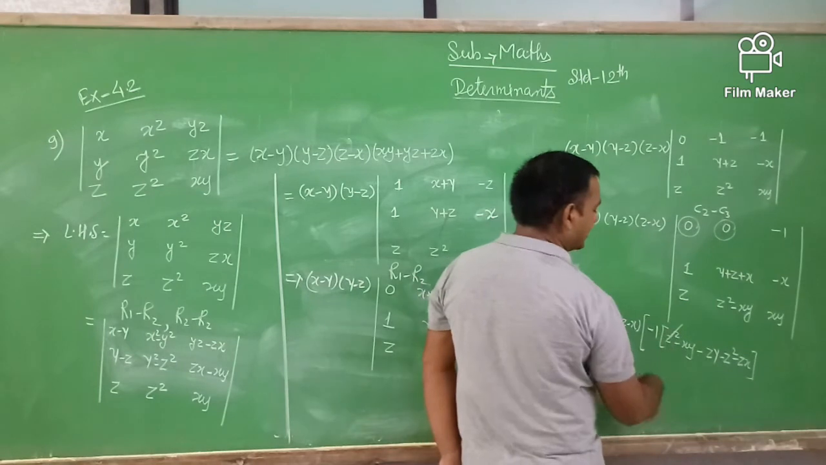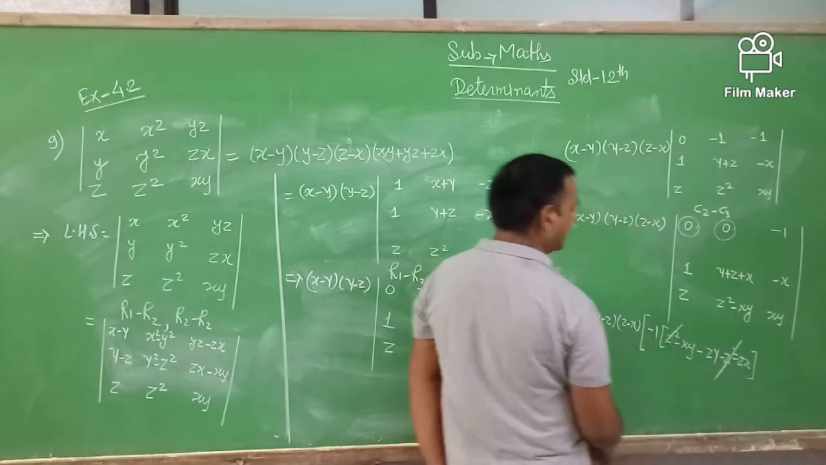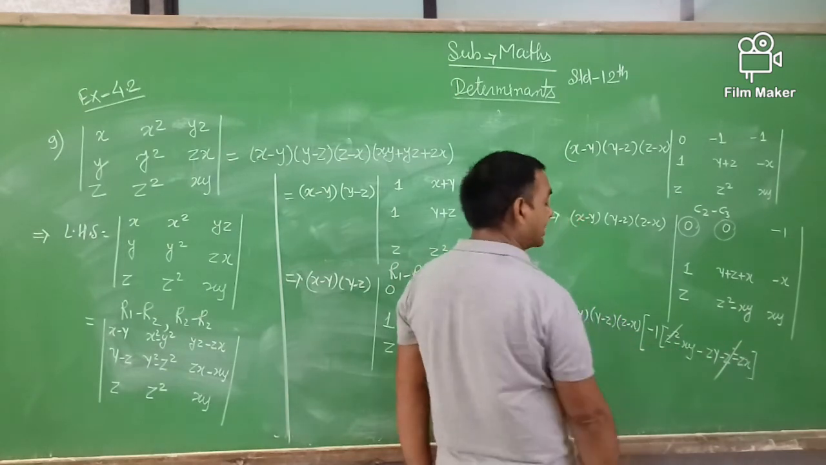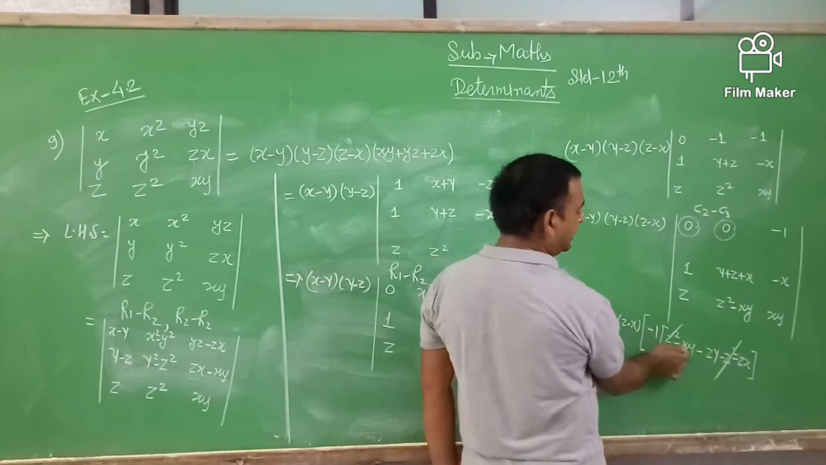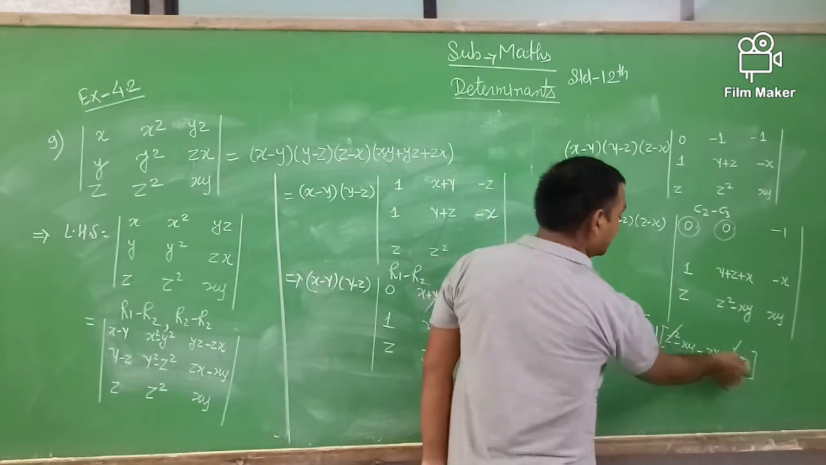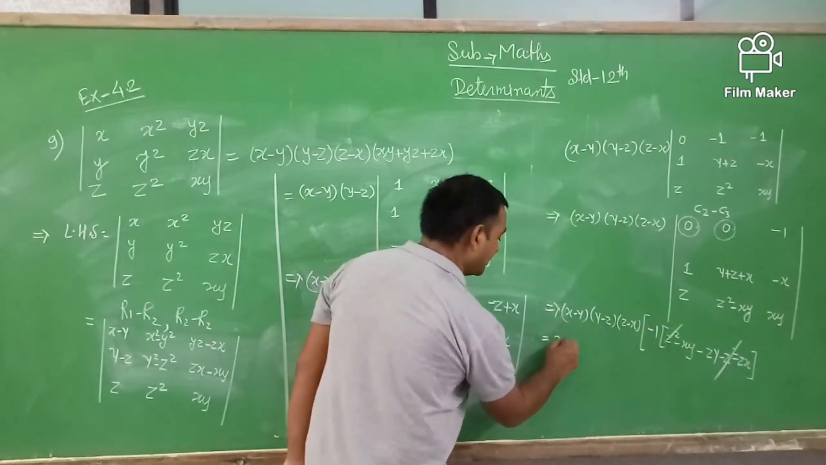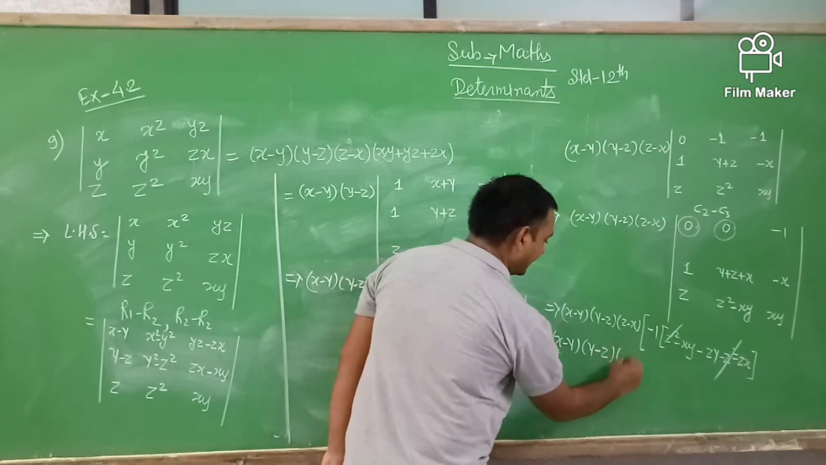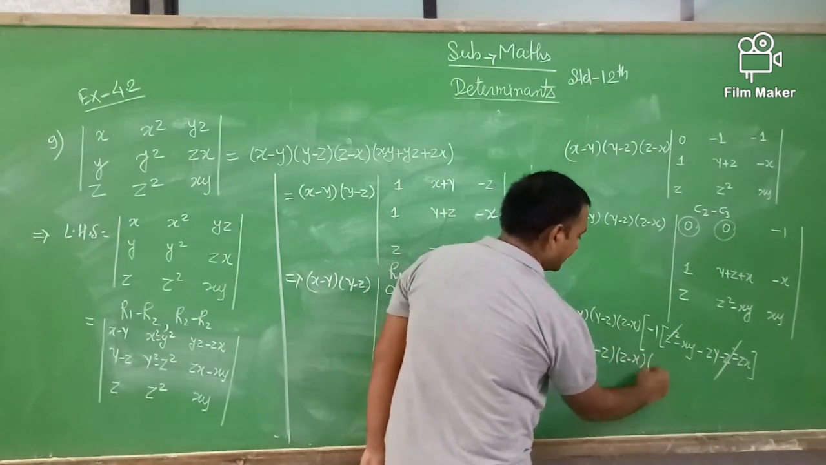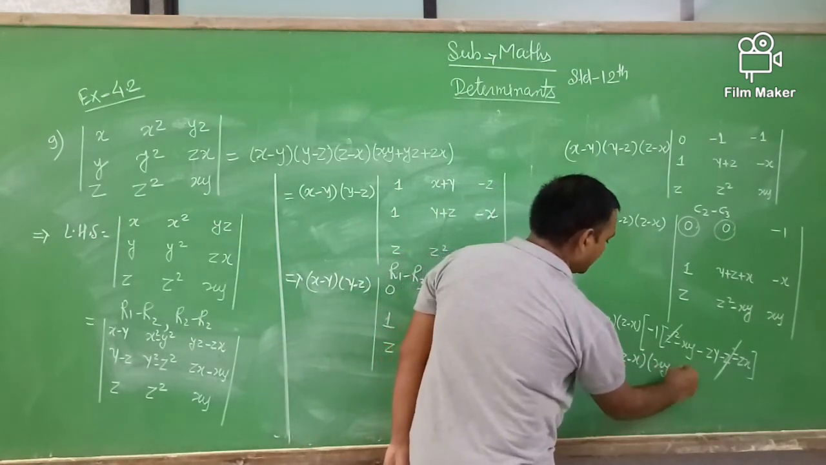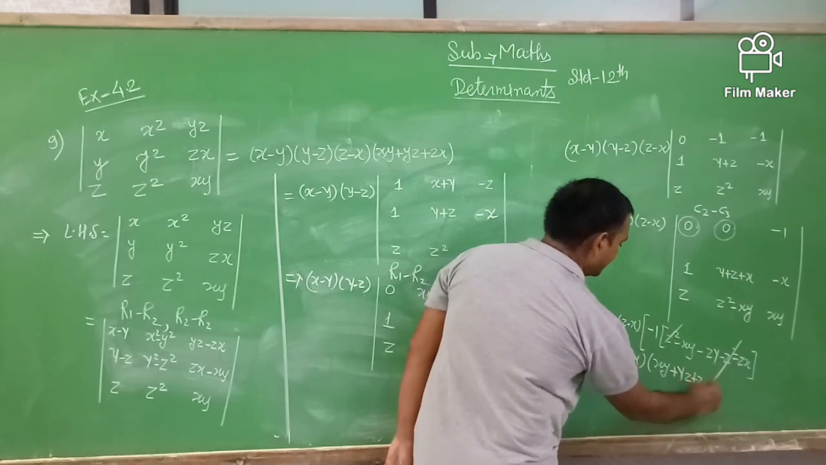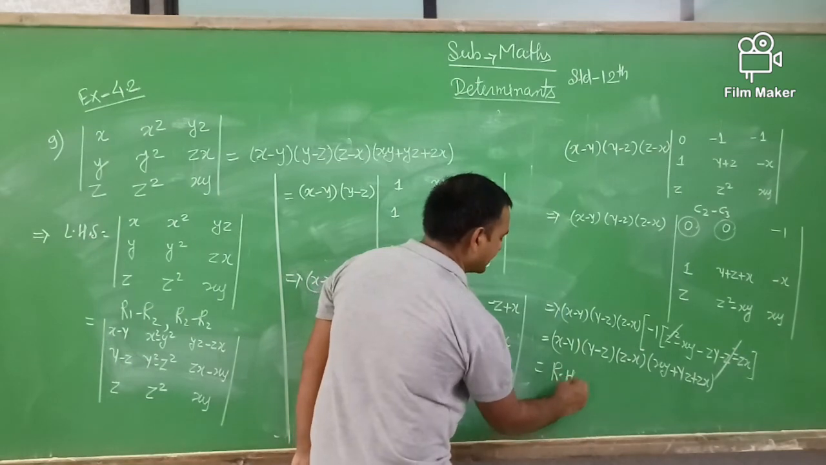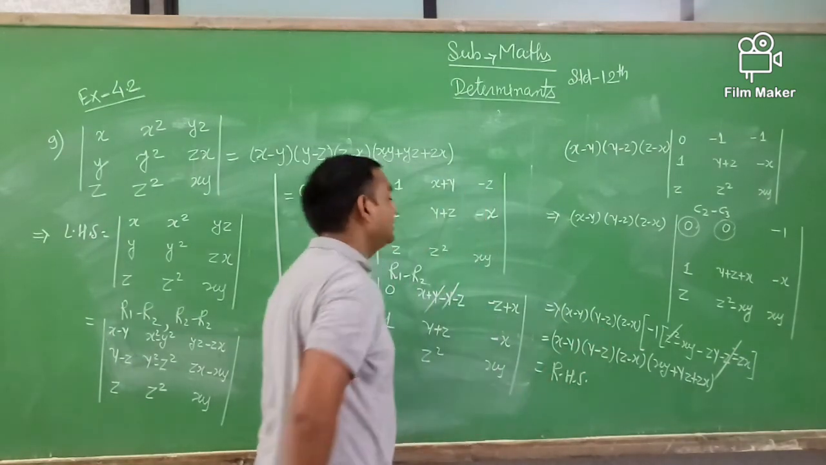Z square is cancelled by z square because one is positive, another is negative. Here is a minus. If the bracket is open, all signs will be changed. So this negative converts to positive, this is also positive and this is also positive. So this is equal to x minus y, y minus z and z minus x, times another bracket xy plus yz plus zx. And this is equal to your RHS. So you can say this is equal to this.